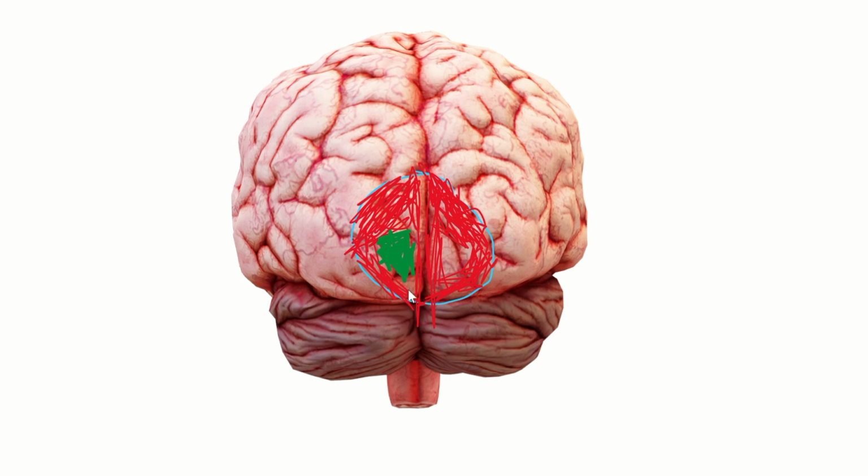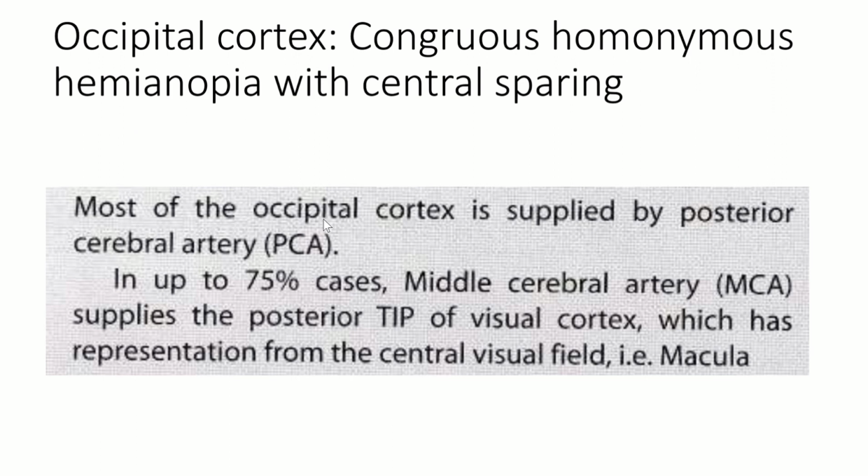So actually this is not a macular area, the tip of the cortex is the macular area. The tip of the cortex over here, there is the macular area, but I want to make it just clear for an example purpose. So just the tip of the cortex, which is called the macular area, is supplied by the middle cerebral artery, whereas most of the visual cortex is supplied by the posterior cerebral artery. So most of the occipital cortex is supplied by the posterior cerebral artery.